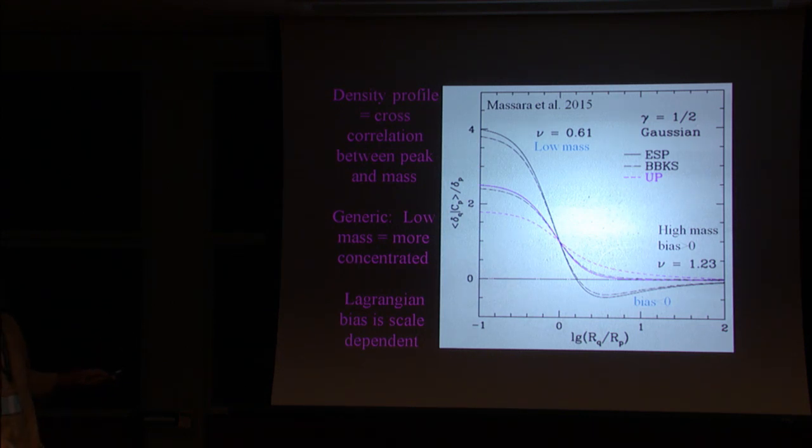Okay, and then we can play this game for large smoothing scales, which translates to high mass halos, or for small smoothing scales, which translates to low mass halos.